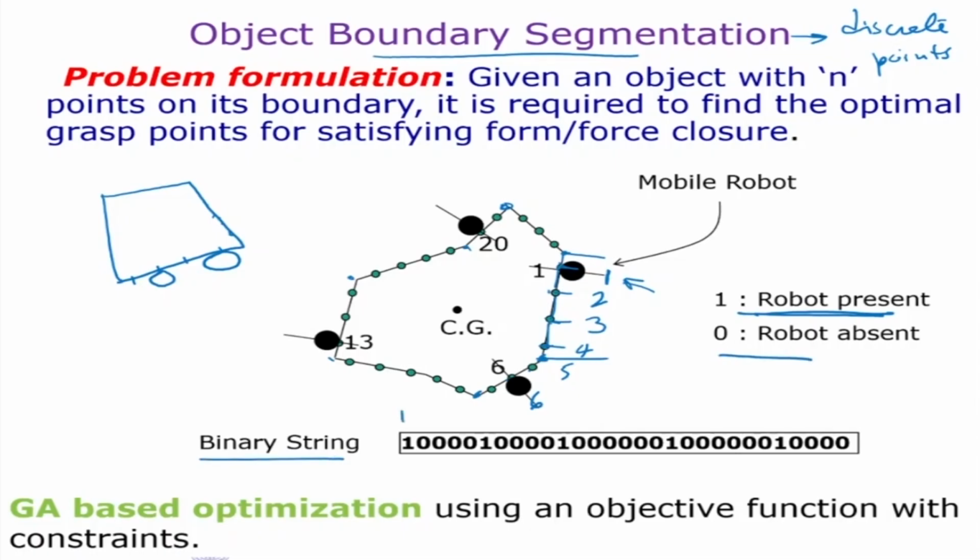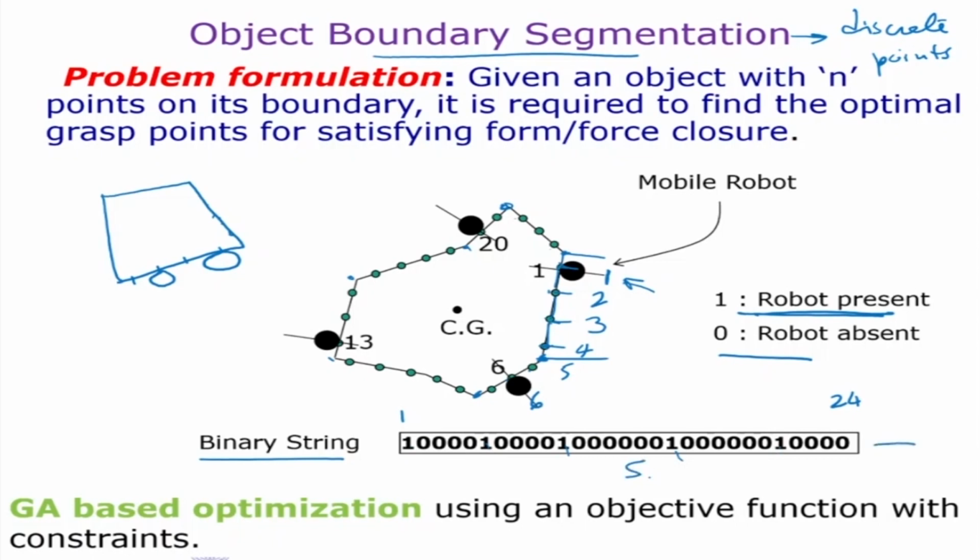So this is going from 1 to, how many total points are there? 20, 21, 22, 23, 24. There are 24 points here. So I make this binary string of 24 bits, and each bit can either be 1 or 0. Okay, so if a robot is present there, it is 1, and if a robot is absent, it is 0. Now the total number of robots, like in this case, 1 2 3 4 5 are there. Okay, there are 5 robots here.